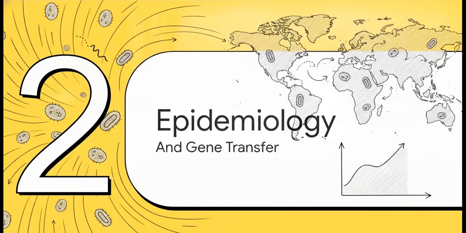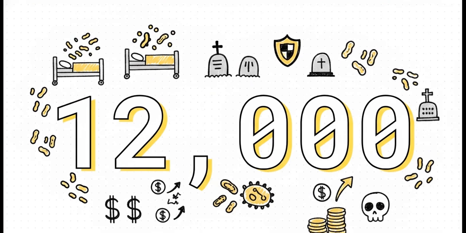Moving on to Part 2, epidemiology and gene transfer. Now that we have our definitions locked in, let's shift our focus to the broader public health impact. This number tells a pretty stark story: 12,000. That is the estimated number of CRE infections happening every single year in hospitalized patients in the United States alone. To put that into perspective, back in 2017, this resulted in an estimated 1,100 deaths and over $130 million in attributable healthcare costs. This isn't just a rare anomaly.